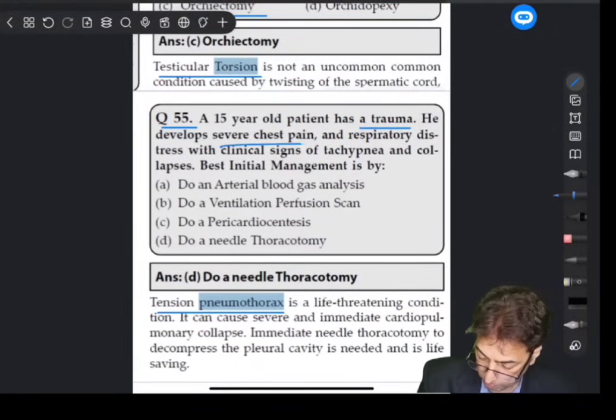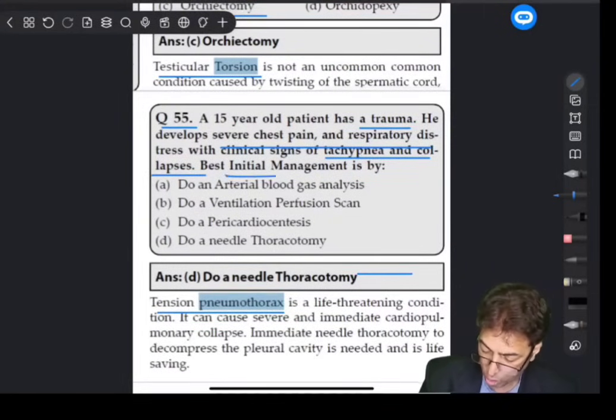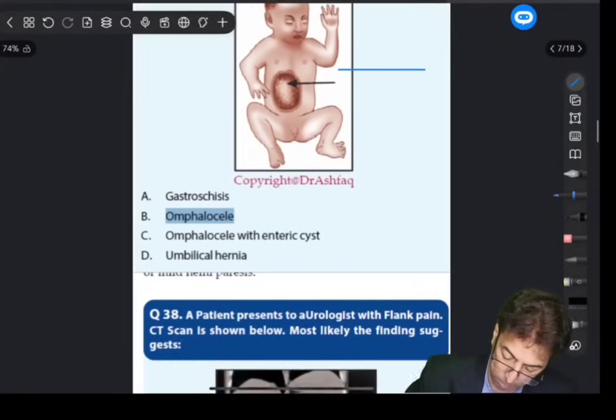Patient with trauma, severe chest pain, respiratory distress, tachypnea, collapse. In the question, tracheal deviation was also mentioned, and the question asks for the best initial management. Arterial blood gas analysis will not serve any purpose. Ventilation perfusion scan: we do not have VQ scans at every place, and it is for pulmonary embolism, which can be a possibility though. Pericardiocentesis will not serve any purpose.